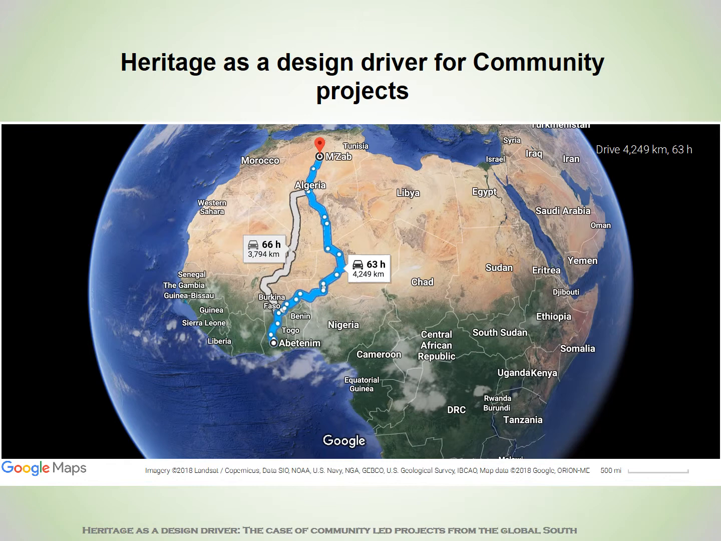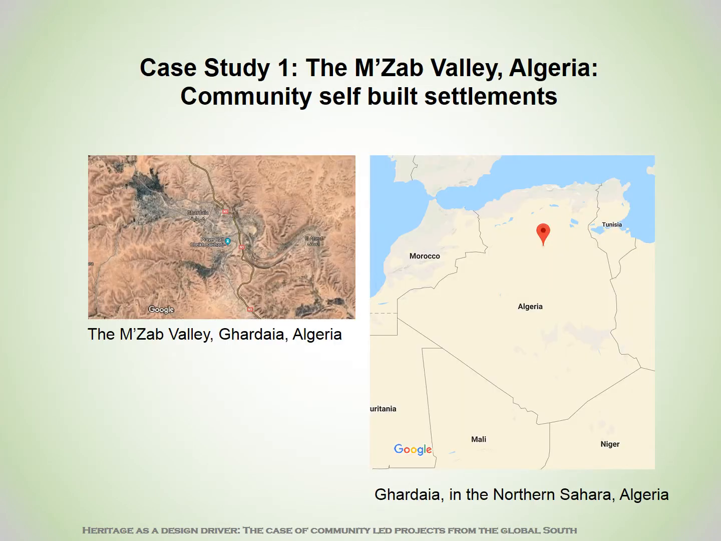Our first case study is a community housing estate called a Xar in the local language, which means a fortified village. It is located in the Mzab Valley, a World Heritage Site in Bougdah in the northern desert of Algeria, some 600 kilometers south of Algiers. The climate is hot and arid, only tempered locally by the presence of the palm groves scattered along the valley.